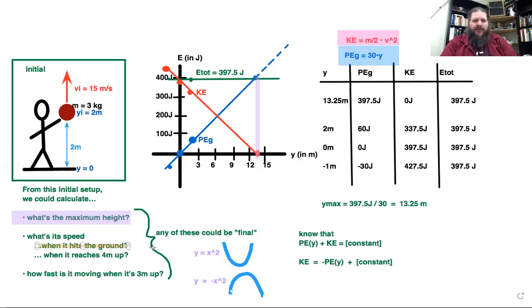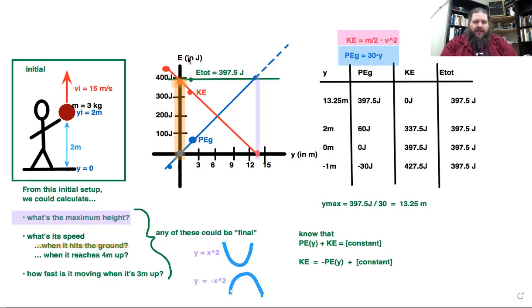Or if we wanted to know, for example, what's its speed when it hits the ground? Where on the graph should we look if we want to know the speed when it hits the ground? Yeah, if we just take a look at y equals 0, and then trace up from there, we can identify what's the kinetic energy at that location, and then set that kinetic energy equal to half the mass times speed squared and solve for speed.